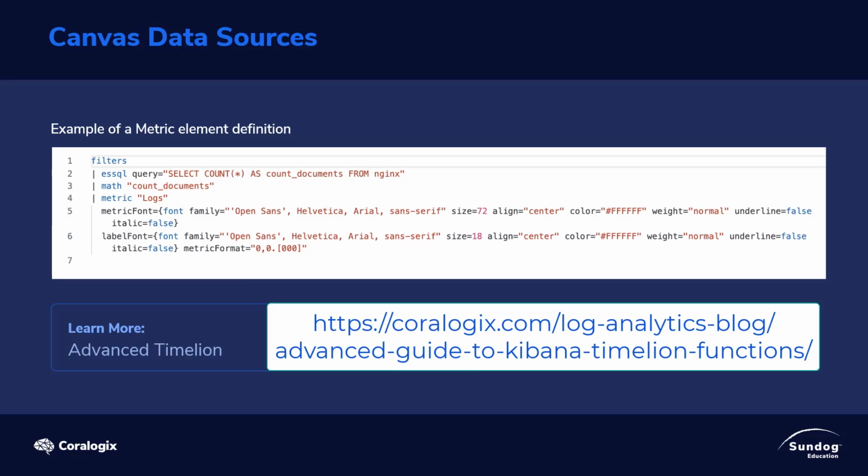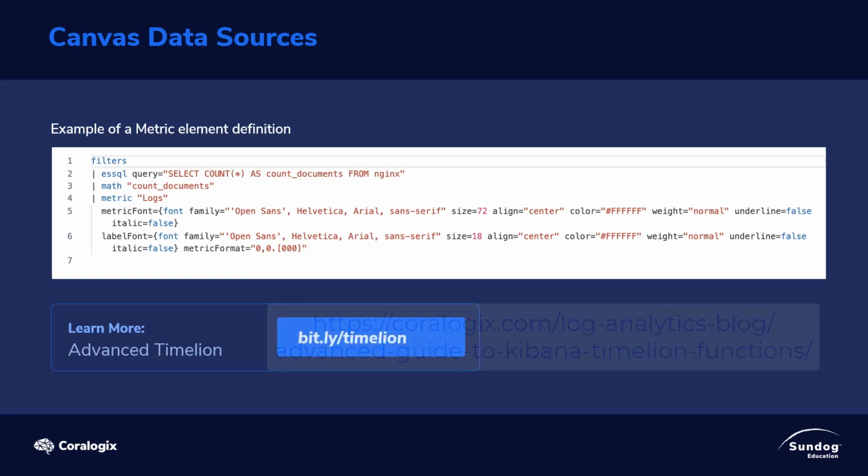Here it simply passes the value of count(documents), which as its name implies, will calculate the total returned documents from our defined query. The next line, starting with the metric word, defines the element type we want to use along with its formatting. To get a more in-depth look at Timelion functions, check out the Coralogix article on the topic at the URL on your screen, which also includes a summary of Elasticsearch SQL functions for quick reference.